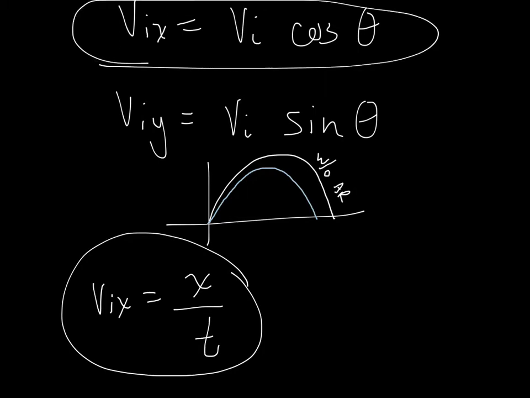VI is usually given in the problem. There was a problem where you had to find the VI that we did in class. So VIY would be the velocity right when it started. Right when it started, the vertical velocity is VIY, and then it becomes 0 eventually.